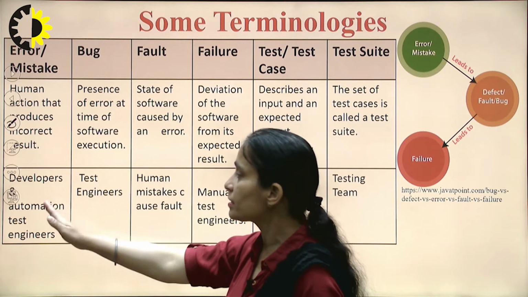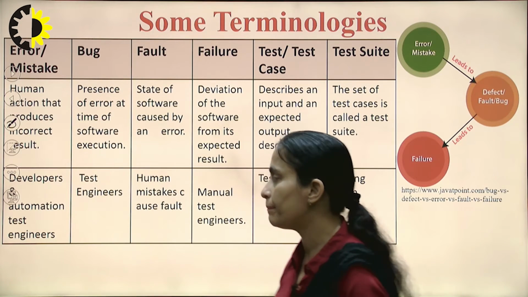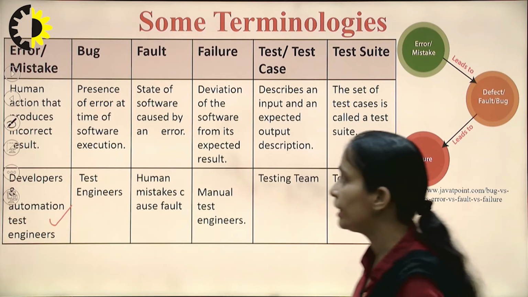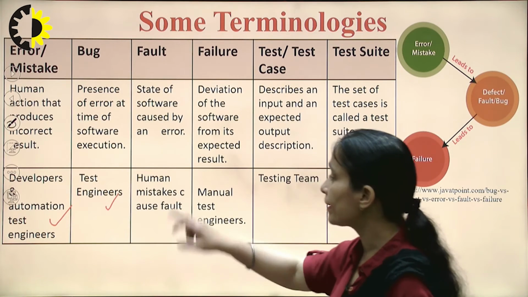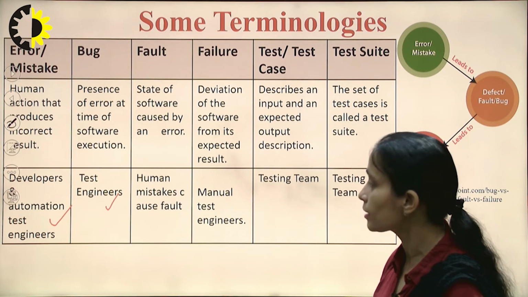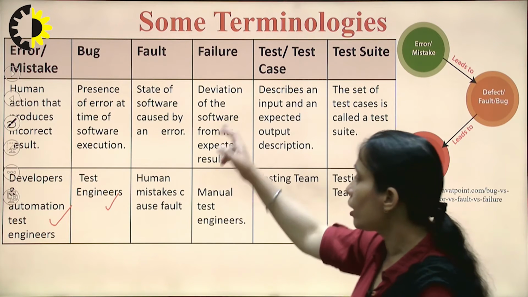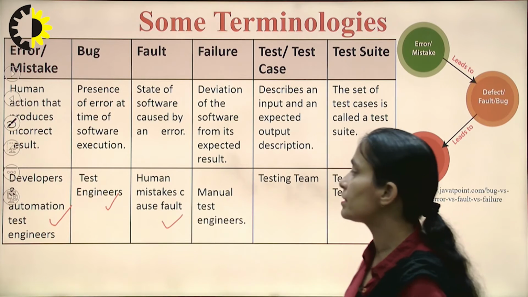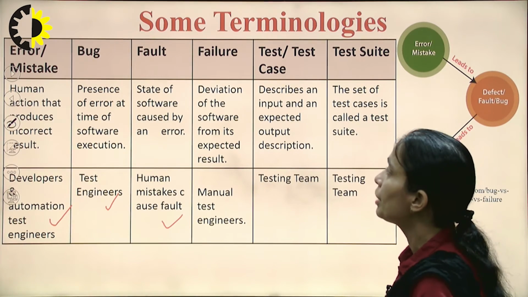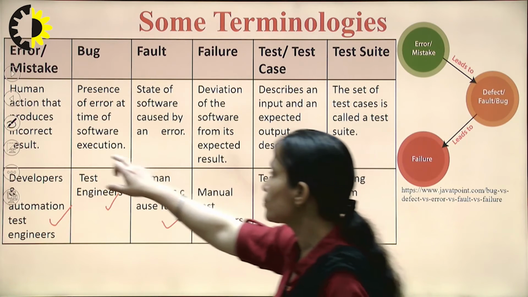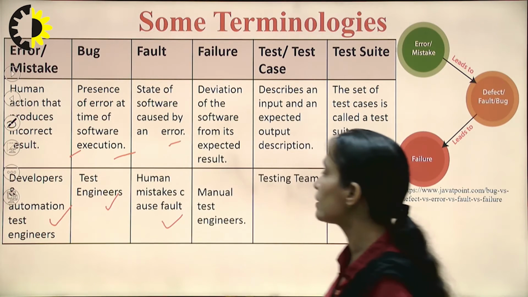Errors and mistakes are made by the developers or automation test engineers. Bugs are found by test engineers. Then faults. Faults are caused by human mistakes. They cause the fault. That is the reason the fault comes. These definitions we have covered in our last slide.